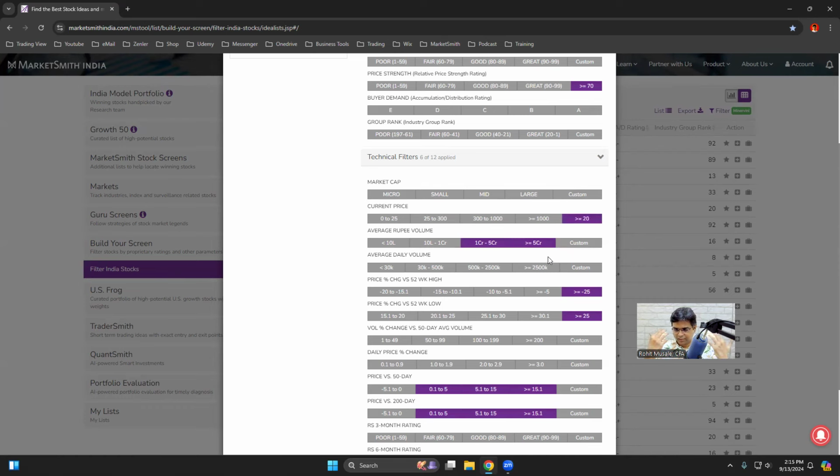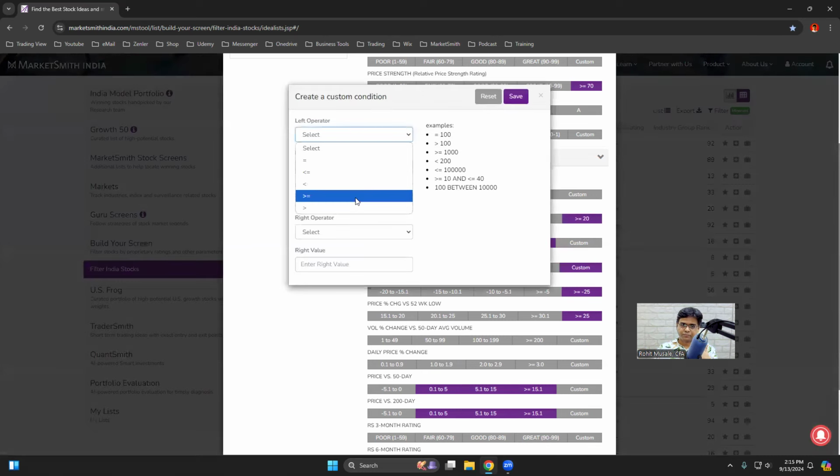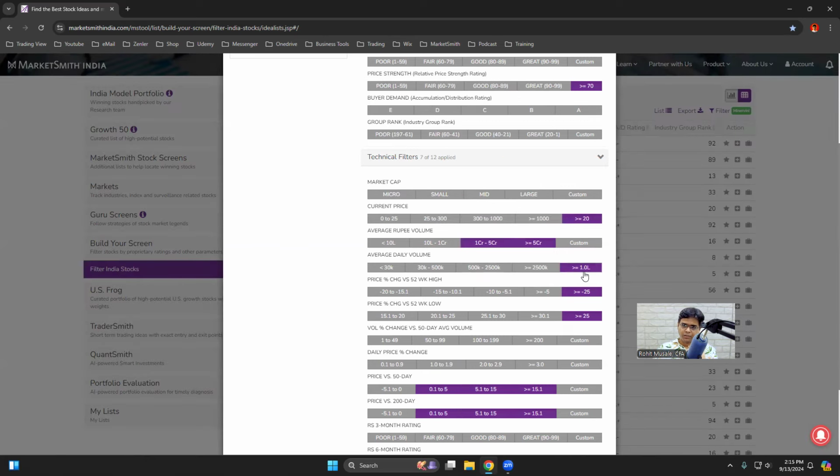So that will keep you only in liquid stocks. Okay. It will keep you away from illiquid or penny stocks. Average daily volume means number of shares traded. You could put this number as 100,000 shares traded minimum. Remember, Patrick Walker wants this number to be 200,000 shares traded. You can keep it 100,000 shares traded.